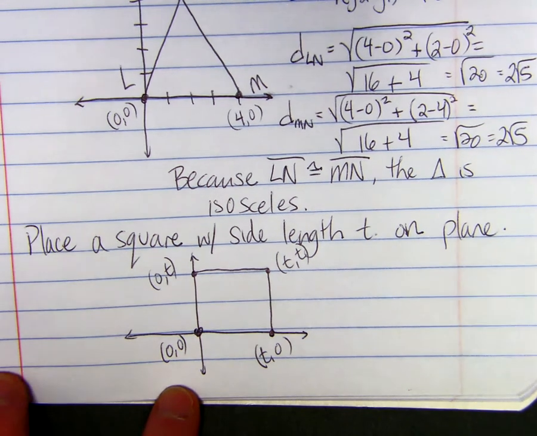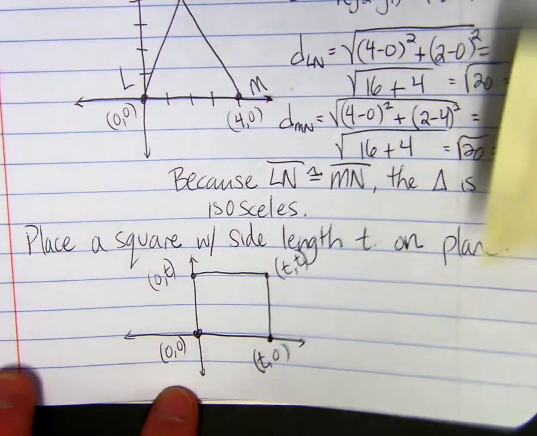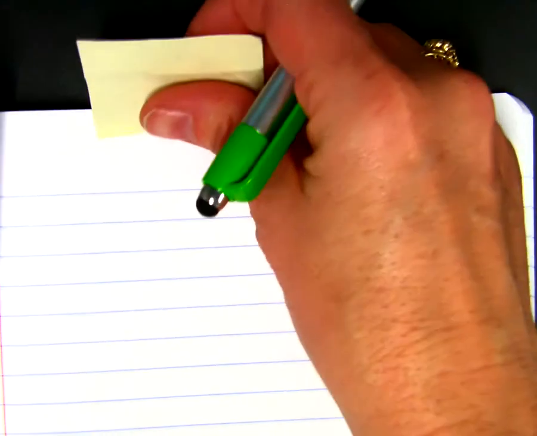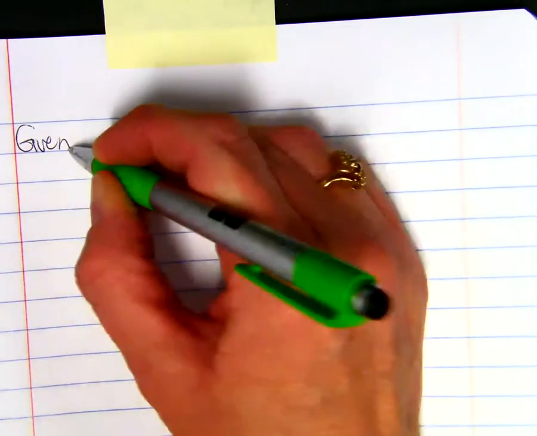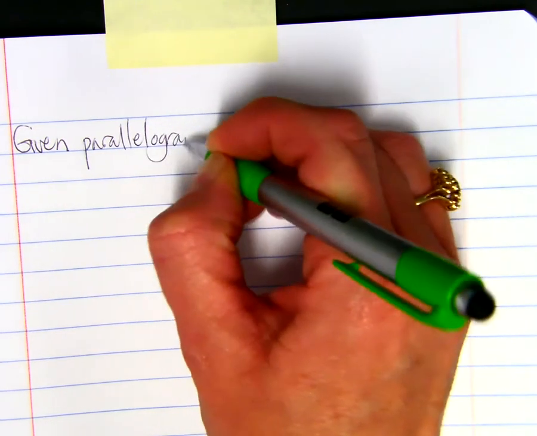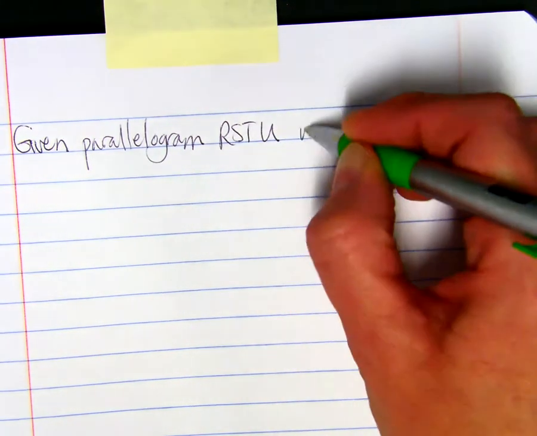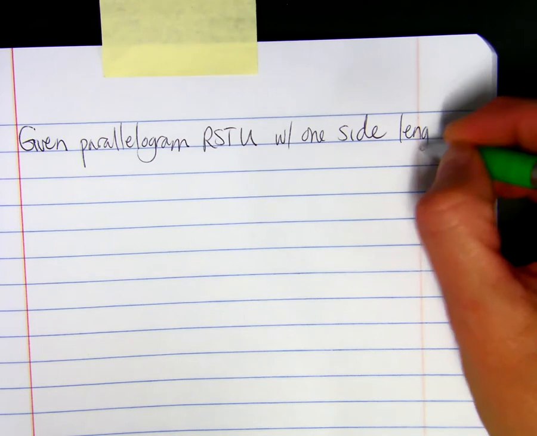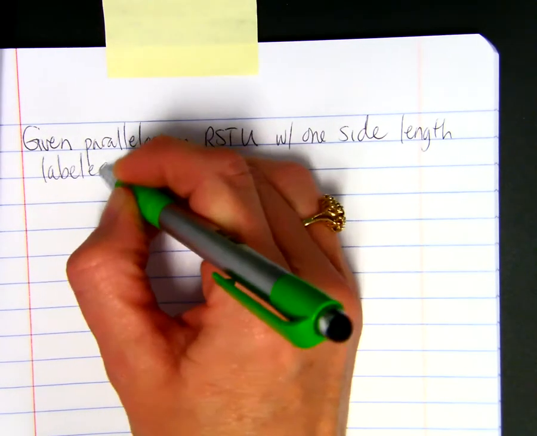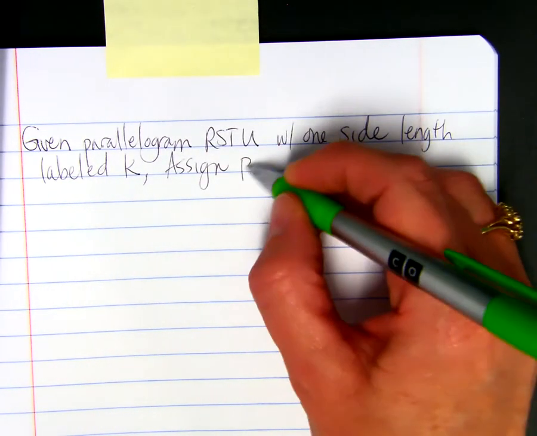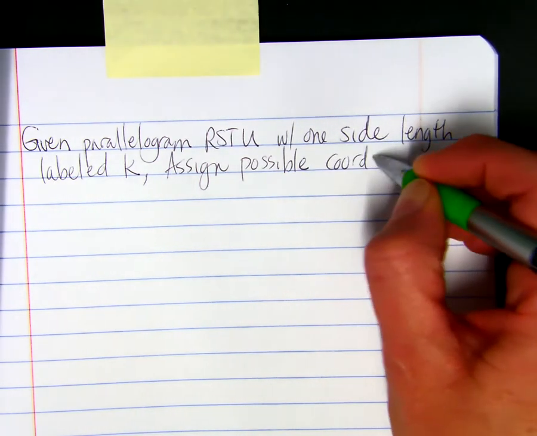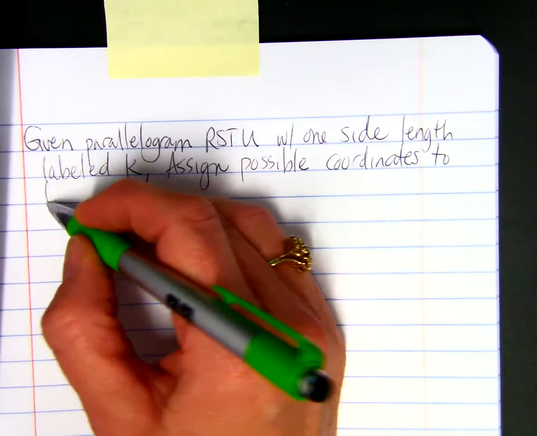Okay, so this problem says given parallelogram RSTU with one side length K, labeled K, assign possible coordinates to the vertices. So we will write that down. Given parallelogram RSTU with one side length labeled K. Assign possible coordinates to the vertices.